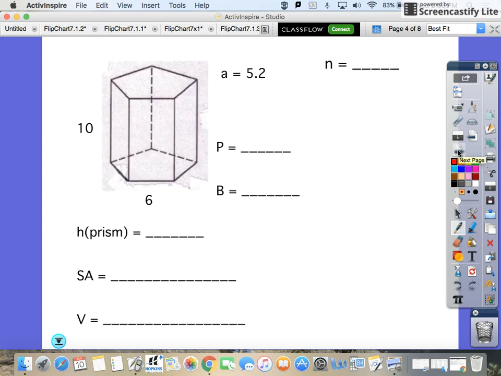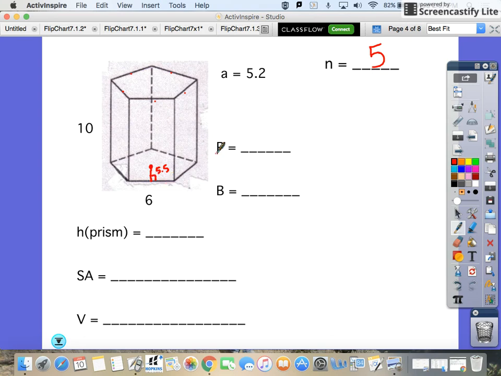So the first one we have is a 1, 2, 3, 4, 5-sided prism. So what we're going to do is say that n is 5 because there's 5 sides. We also know that a is 5.2. That means the apothem from the center to the edge is 5.2. Now the perimeter, because it's a 5-sided shape, and right here it says that each side is 6. That's how we find the perimeter.